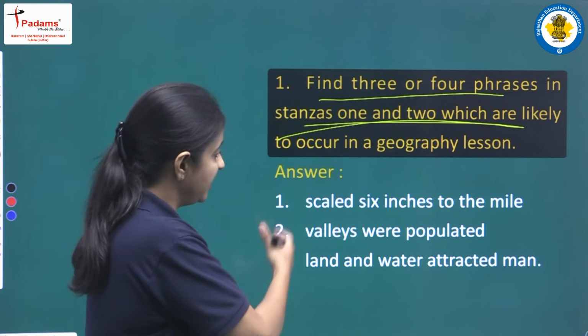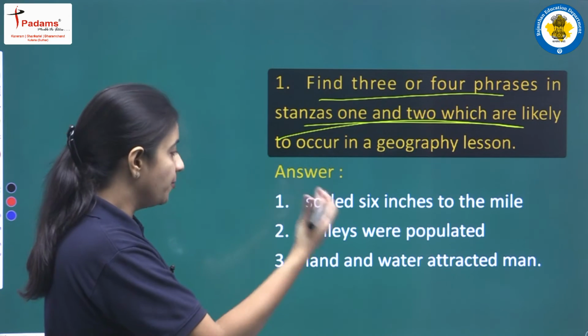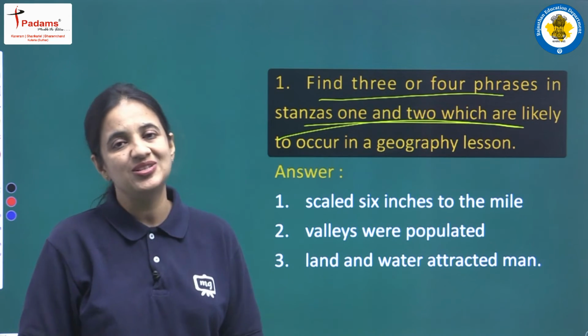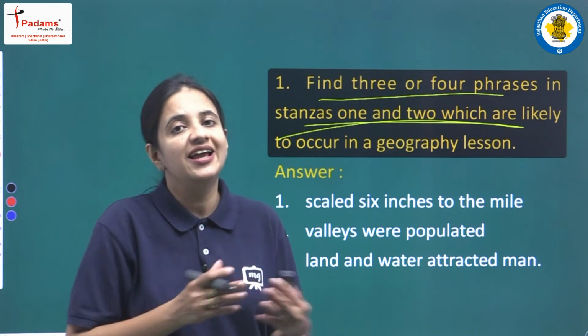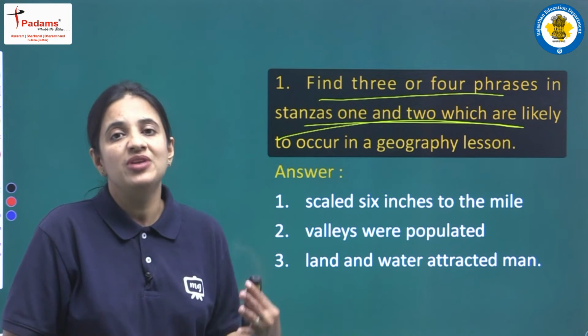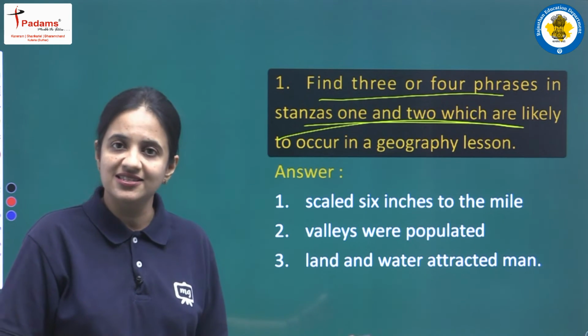We can write scaled 6 inches to the mile. We can write valleys were populated. We can write land and water attracted men. So these are the geography logics that are commonly found in geography lessons, but here in this poem we have read all these phrases, so we can write these here in the answer.